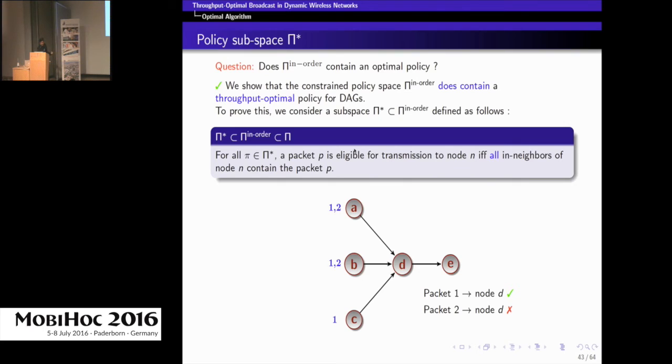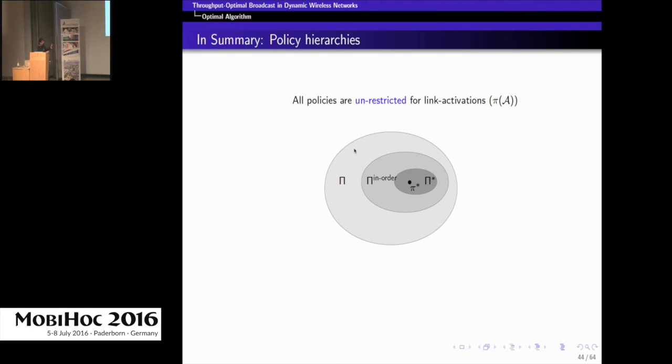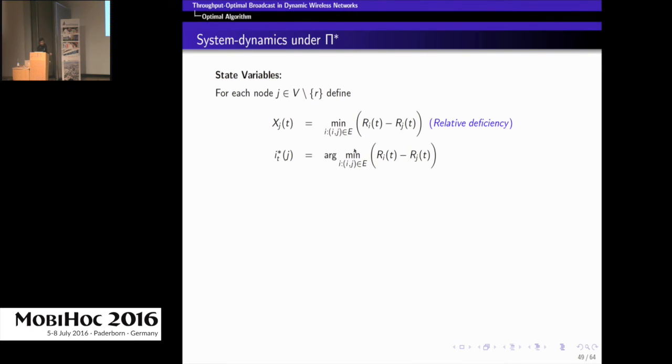Just to summarize, here is the set of all policies, pi. Now I have a smaller policy space sitting inside pi, called pi-in-order. Then I have another, smaller policy space sitting inside it, called pi star. I show that there exists an optimal policy in pi star if your underlying topology is a DAG. So how do I do this?